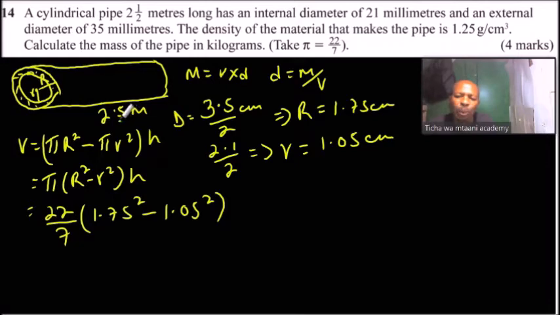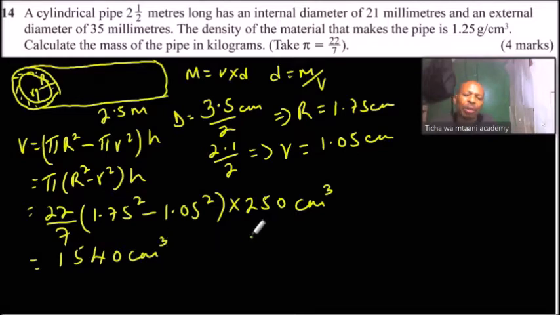The height is 2.5 meters, so to convert that to centimeters, you multiply by 100, which will give you 250 centimeters, and this will now be centimeter cubed. So you can now use your calculator to get the volume. It is 1540 centimeter cubed using your calculator.